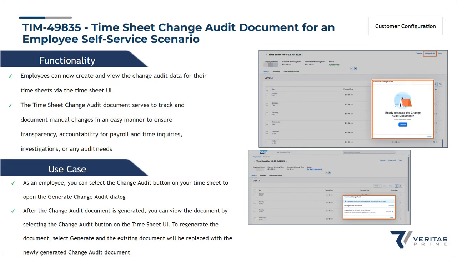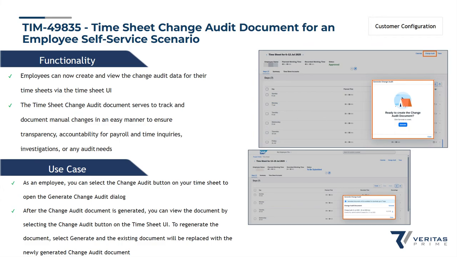Next, we have Timesheet Change Audit Document for an employee self-service scenario. Employees can now create and view the change audit data for their timesheets via the Timesheet UI. The Timesheet Change Audit document serves to track and document manual changes in an easy manner to ensure transparency and accountability for payroll and time inquiries, investigations, or any audit needs.